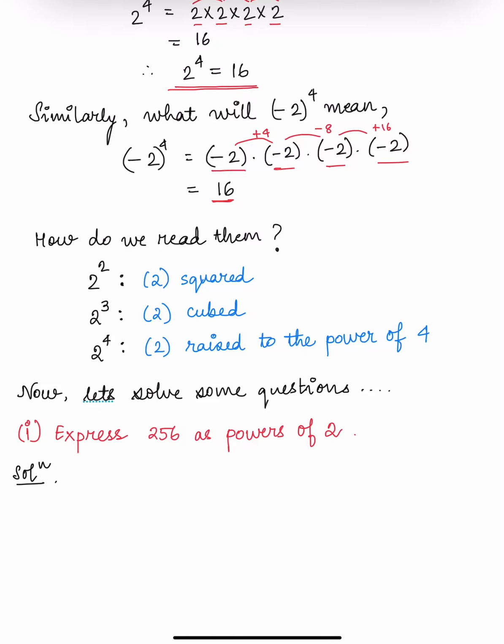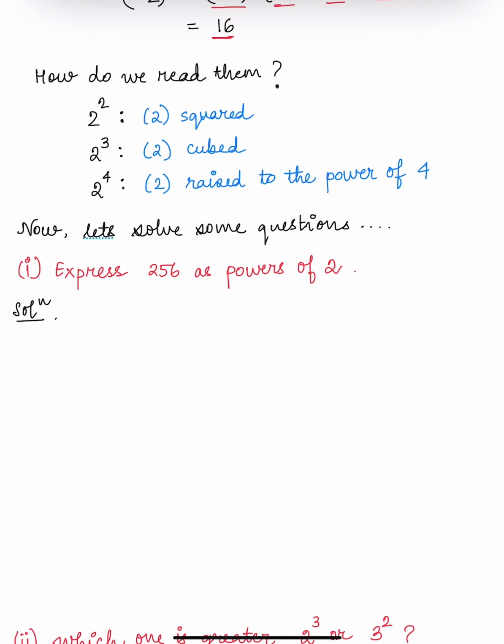The next part is how do we read the exponents. Now 2 to the power 2 has a special name, that is 2 squared. So anything to the power 2 can be told as the number squared. Next, 2 cube. So anything to the power 3 can be written as cubed. So a to the power 3 is a cubed. But for all the other numbers, it's just pronounced as the number raised to the power of the other number. For example, 2 to the power 4 is 2 raised to the power of 4.